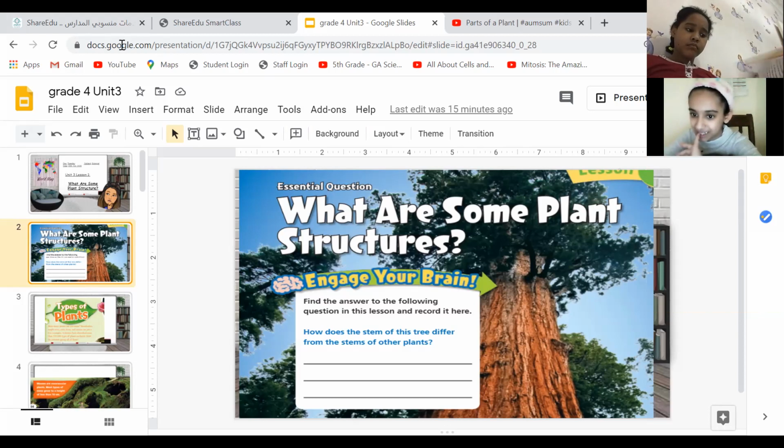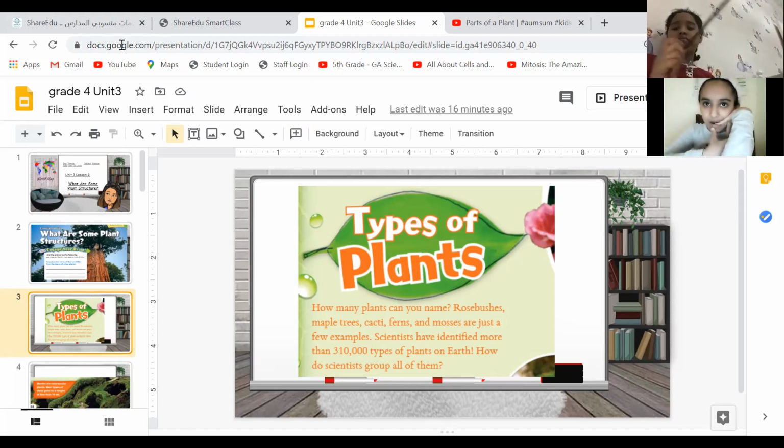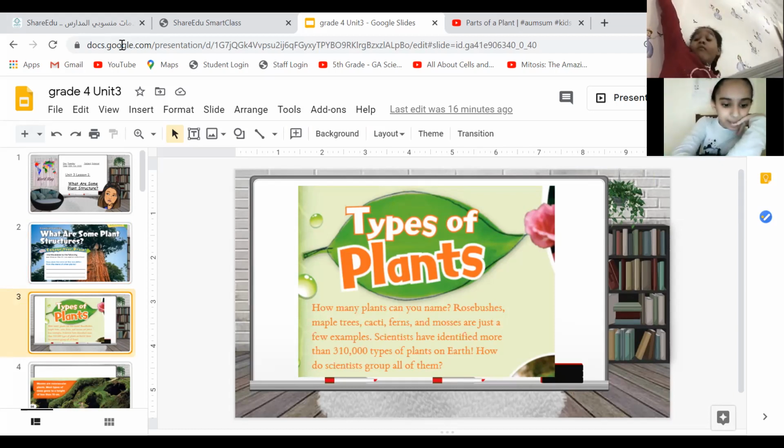What are some plant structures? We are going to learn about plant structure. We said that a plant has roots, stem, and leaves, flowers, then it will have a fruit. Types of plant. Do you know that there are types of plant? It's not only one type. Does every plant have roots and stem and leaves? That's what we are going to learn about now.